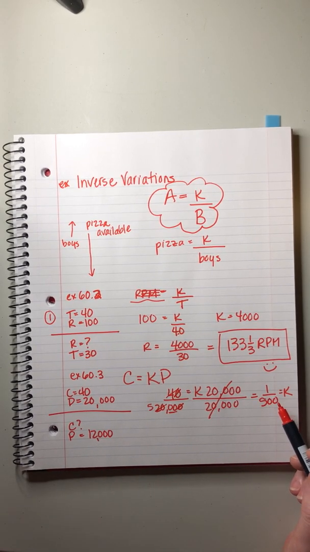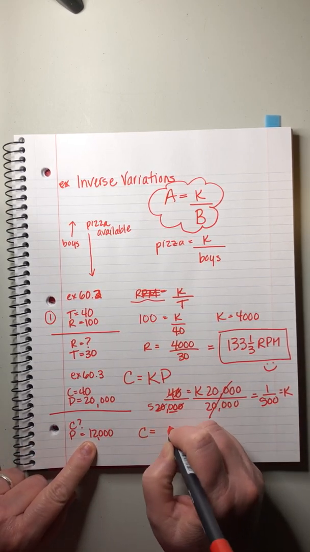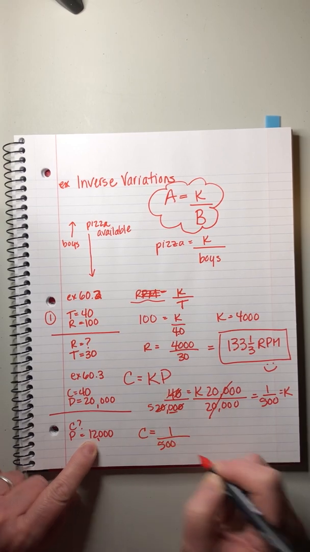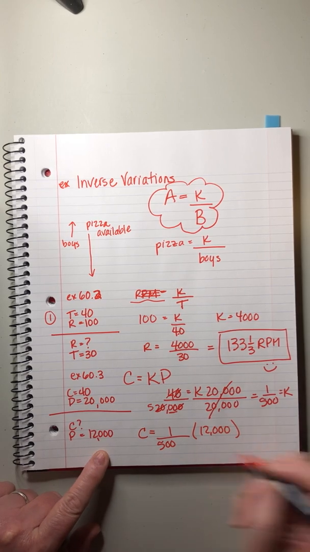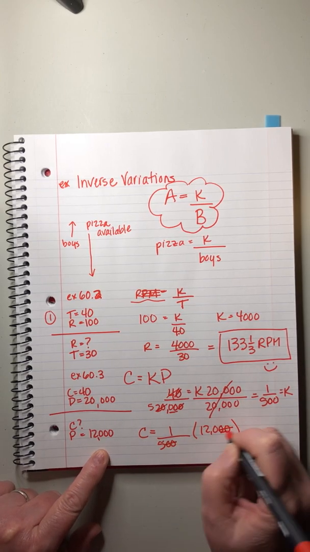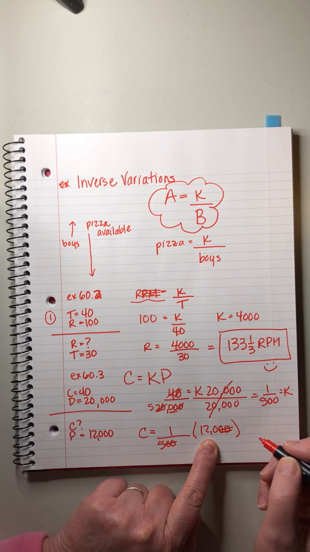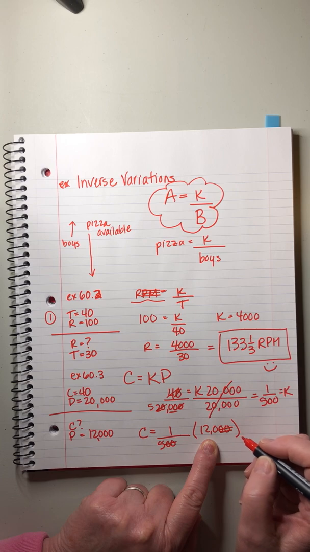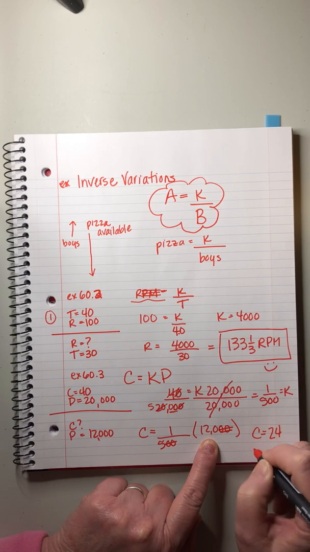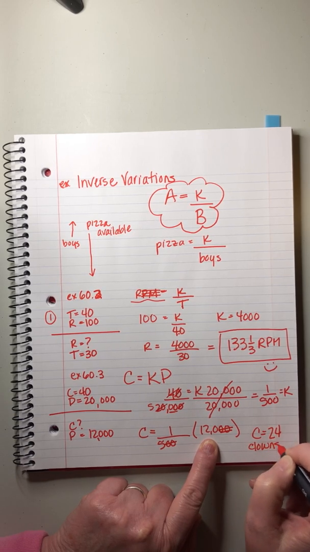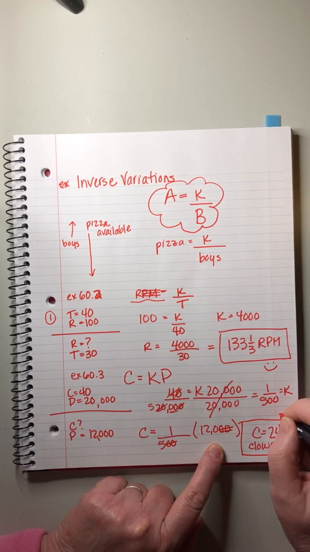It's fine. So now we want to find out how many clowns there are when the performers are 12,000. So we want to go 1 over 500, because that's k, times the performers, 12,000. Okay, let's divide by 100. How many times does 5 go into 120? 24 times, right? So C equals 24 clowns. Again, if there's words in the problem, I like a word in the answer, and that's right.